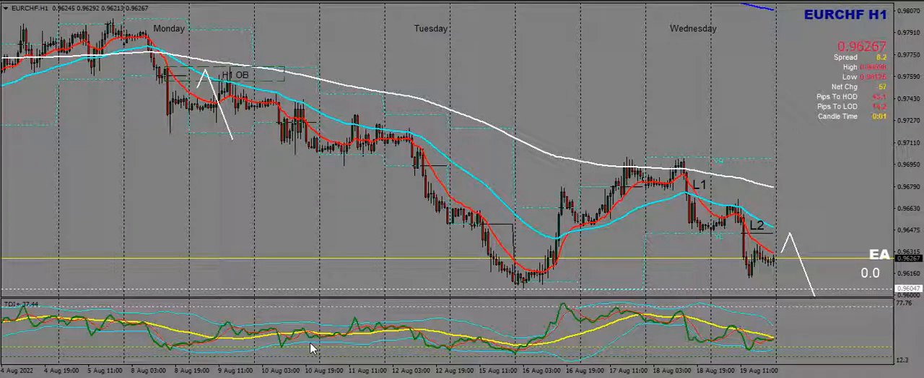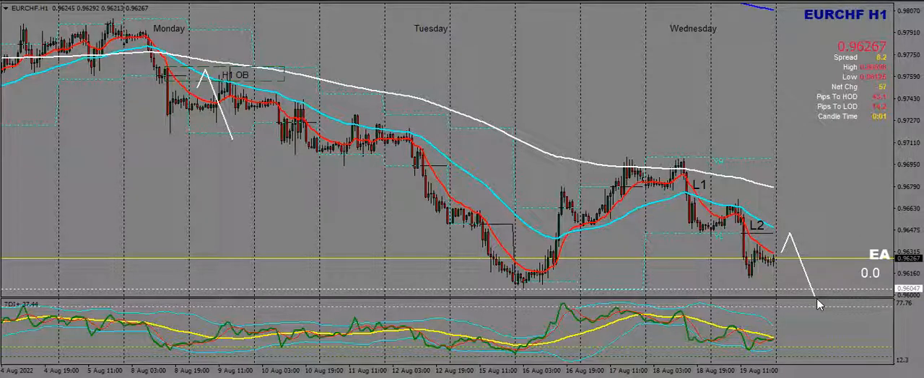Here we have Euro CHF on the H1. As we can see, we're in level 2 drop after a reset, so I expect a rise to the 50 EMA and a drop from there to complete the third level. So we've had our reset, our drop into level 1, and then our drop into level 2. So I now see the consolidation of level 2, a pullback to the 50 EMA would be nice, and our drop down into level 3 would be great to complete our levels.